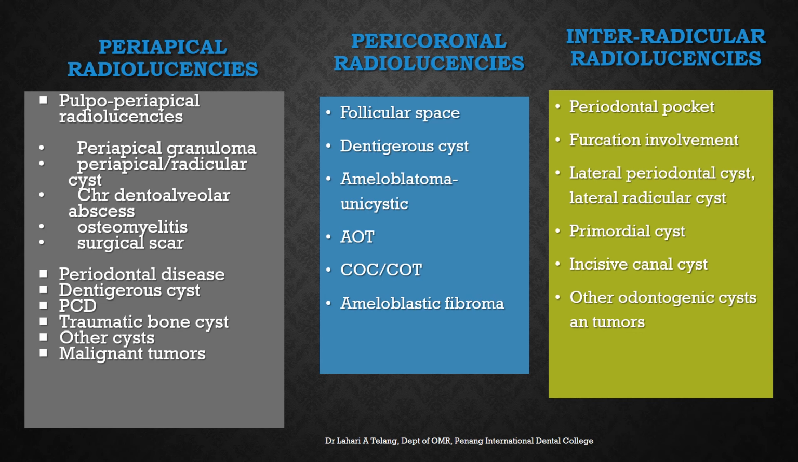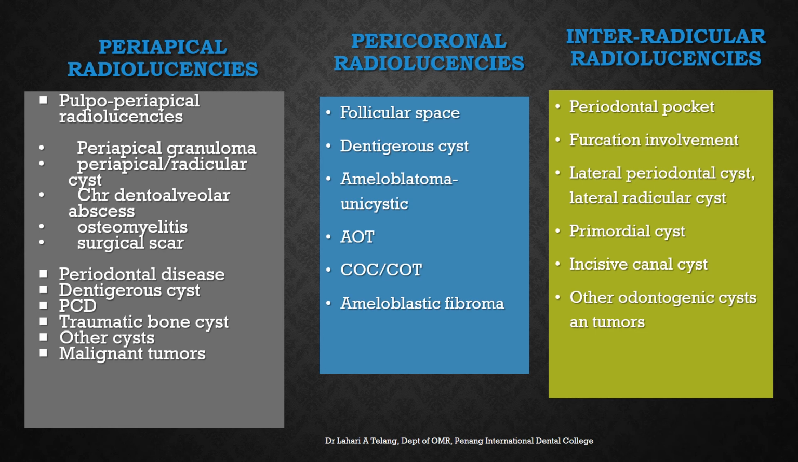So these are examples of periapical radiolucencies, pericoronal radiolucencies, and interradicular radiolucencies. The periapical ones would generally be due to pulpoperiapical lesions like the granuloma, radicular cyst, etc. The ones which we've just gone through. You could rarely have some cystic lesions which are superimposing over the periapex.